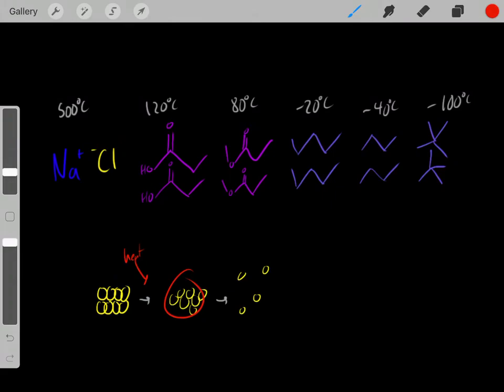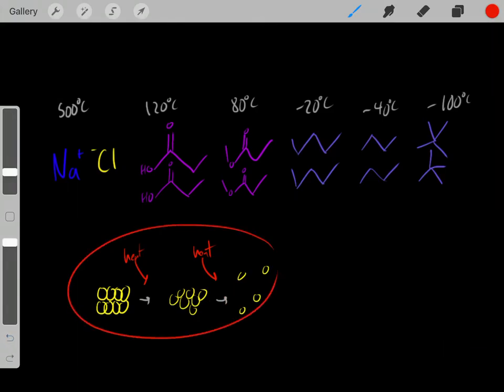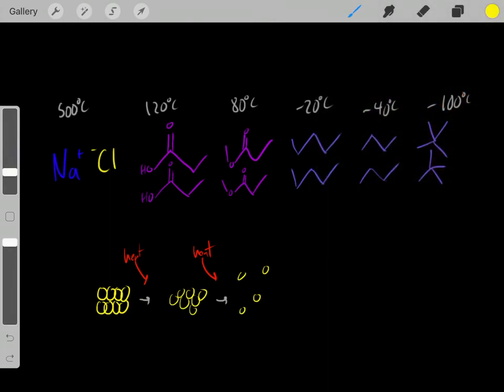And then once we have a liquid, we can add more heat, and if we add heat to this liquid, then the liquid evaporates. So this is something we're probably pretty familiar with, but what's going on here? Why do we add heat and this melts, and then we add heat and this evaporates? What's going on?